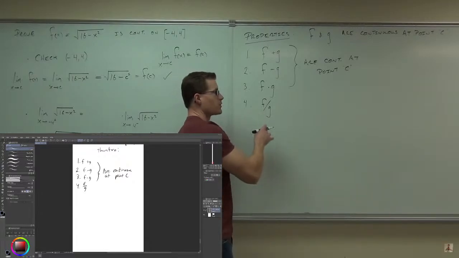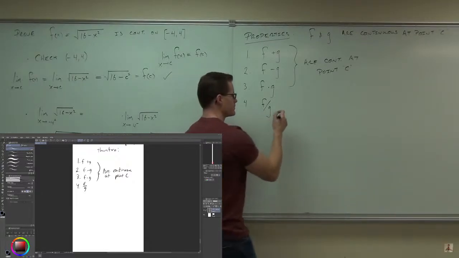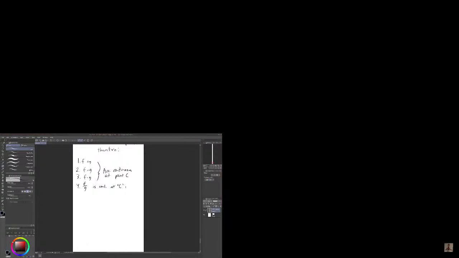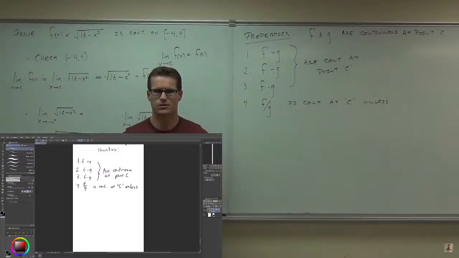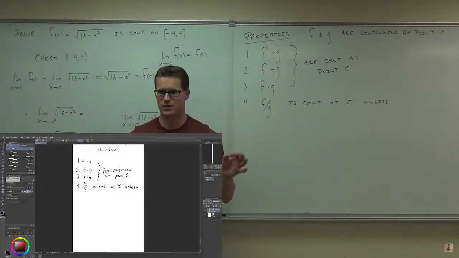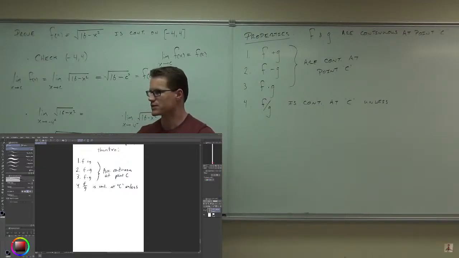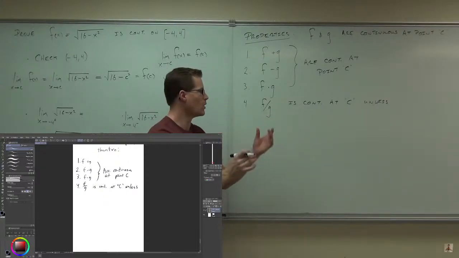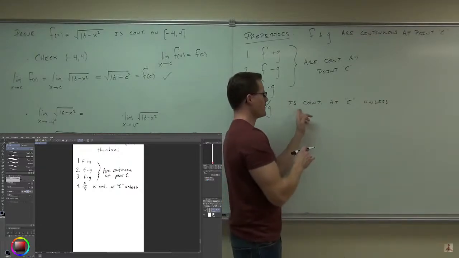Now, I'll say this. f over g is continuous at c unless what happens? g of c equals 0. g of c, because we're talking about at the point c. If, when you take the limit of g as you're approaching c, that goes to 0, then you're dividing by 0 and you can't have that. So it is continuous at c unless g of c equals 0. And then you'd have a problem.